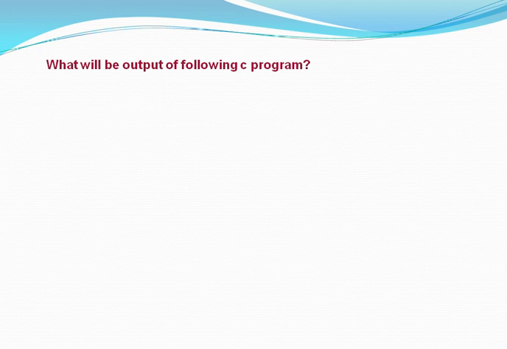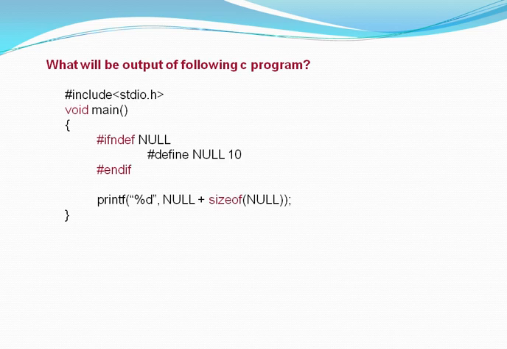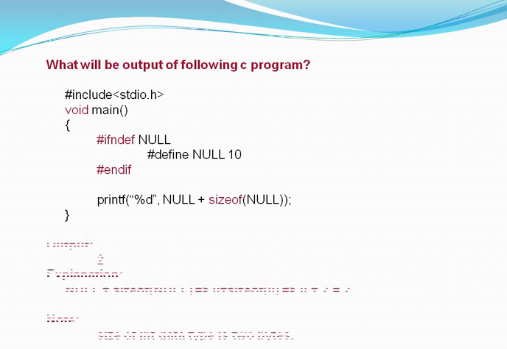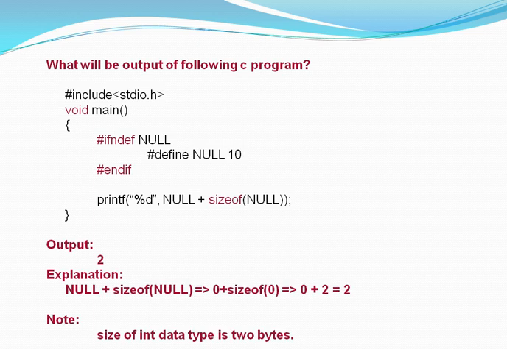What will be the output of the following C program? We have some preprocessor directive: #ifndef NULL, #define NULL 10, then #endif. Now we print the value of NULL plus sizeof(NULL). So what is the result? 2. NULL has the value 0, plus sizeof(NULL), which means 2. So 0 plus sizeof(0) equals 2, so 0 plus 2 is equal to 2. The size of the int data type is 2 bytes, so you have to remember that the size of the int data type is 2 bytes.